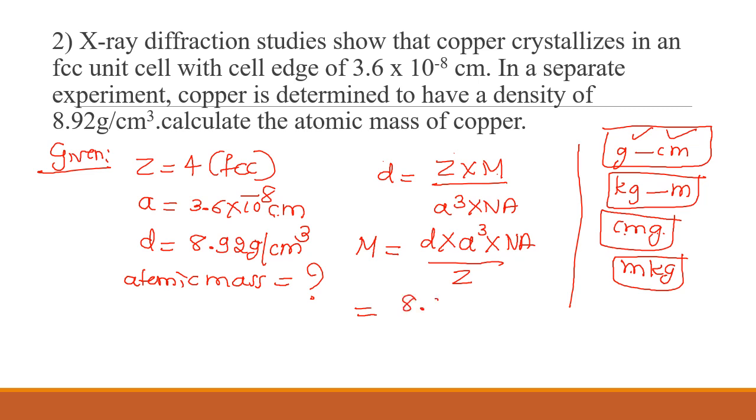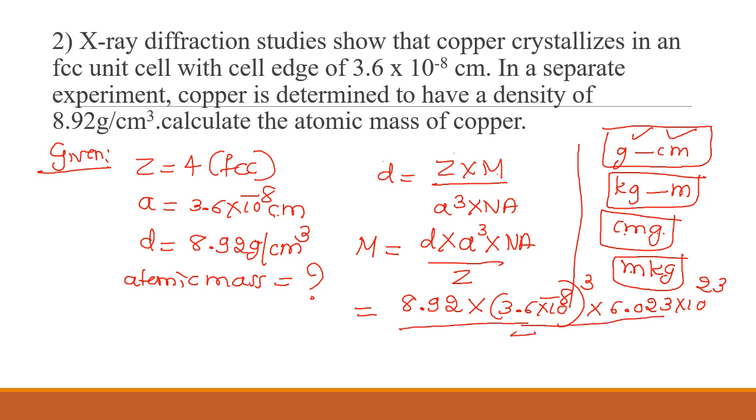Density 8.92, A value 3.6 into 10 to the power minus 8, write its cube. And what is Avogadro's value? 6.023 into 10 to the power 23 divided by, what is the value of Z? It is 4. So what is the answer you get?